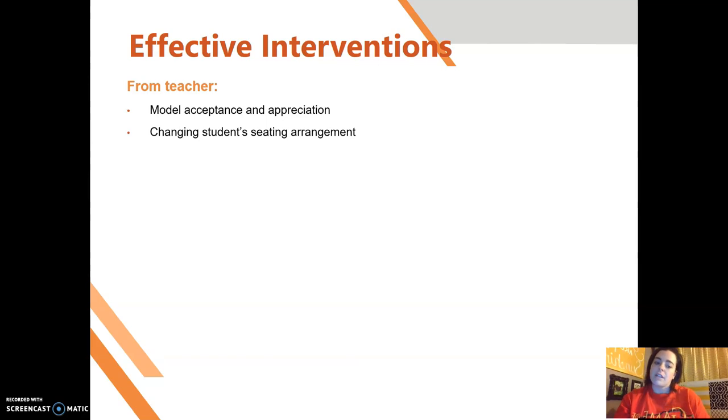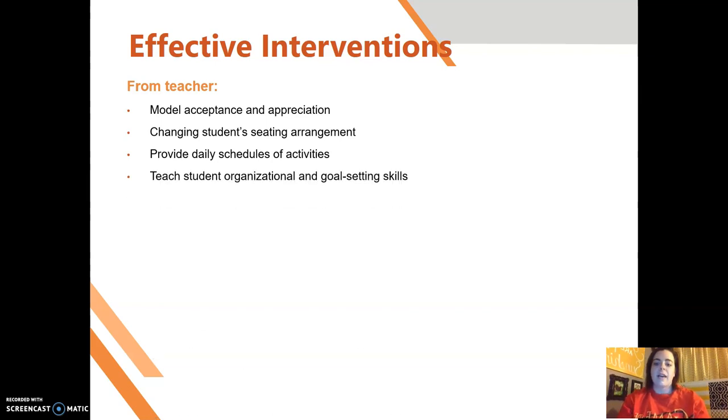Change students' seating arrangements. If they do better in a certain seating arrangement, then change their seating arrangement. Provide daily schedules of activities. It's good for students with ADHD to have like a list. What are we doing today? What time? What's next? It's good for them to be able to see that every single day.